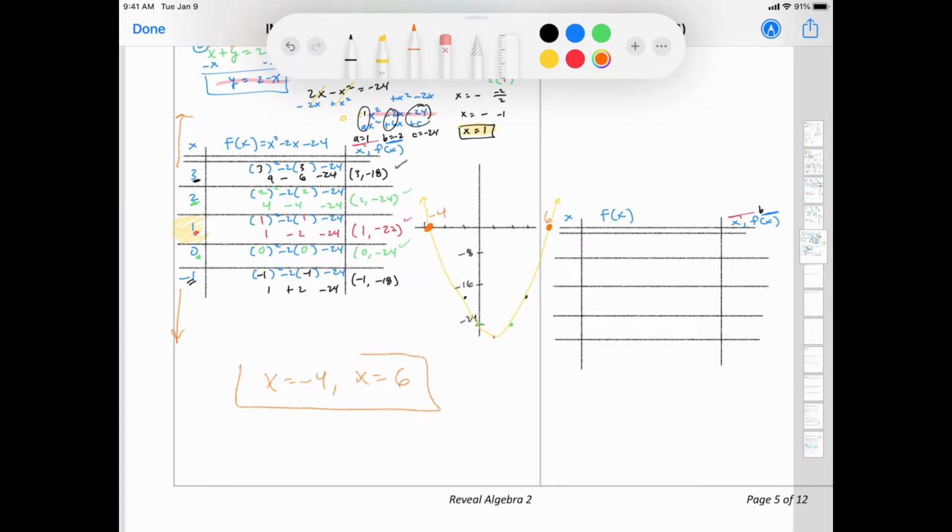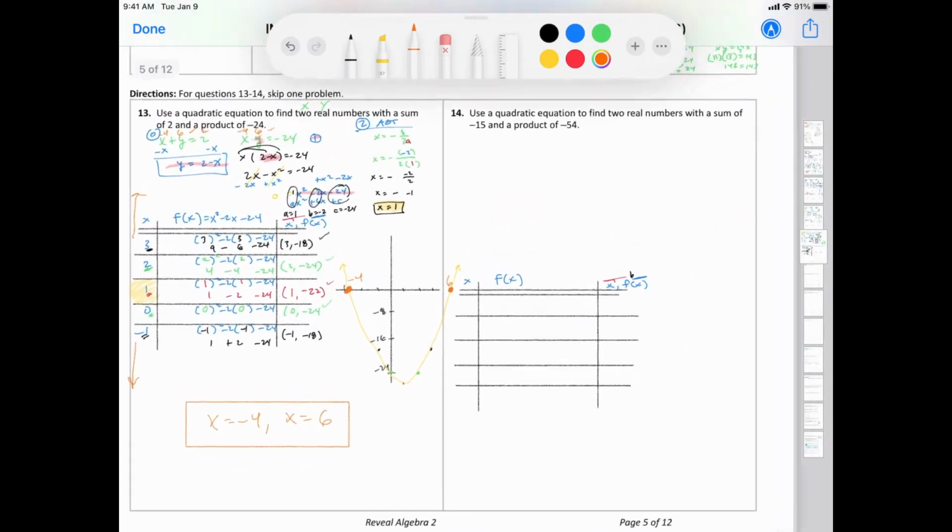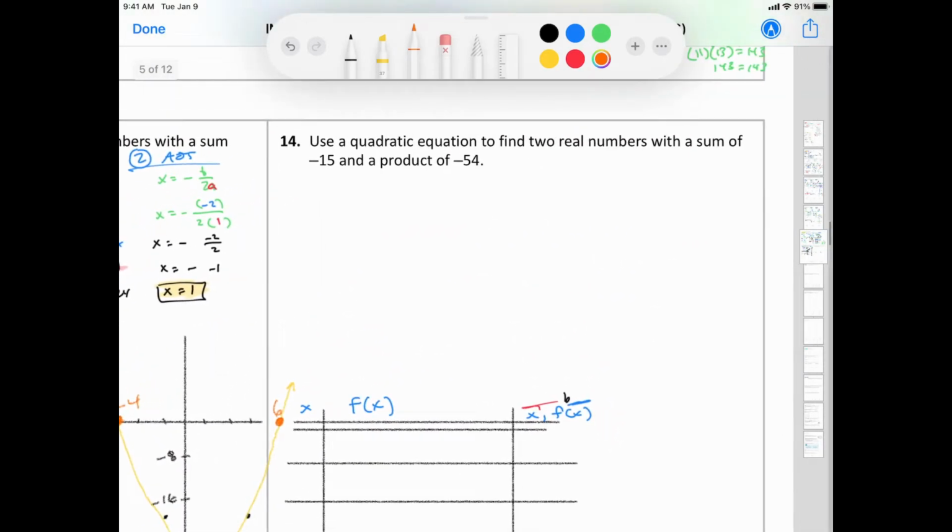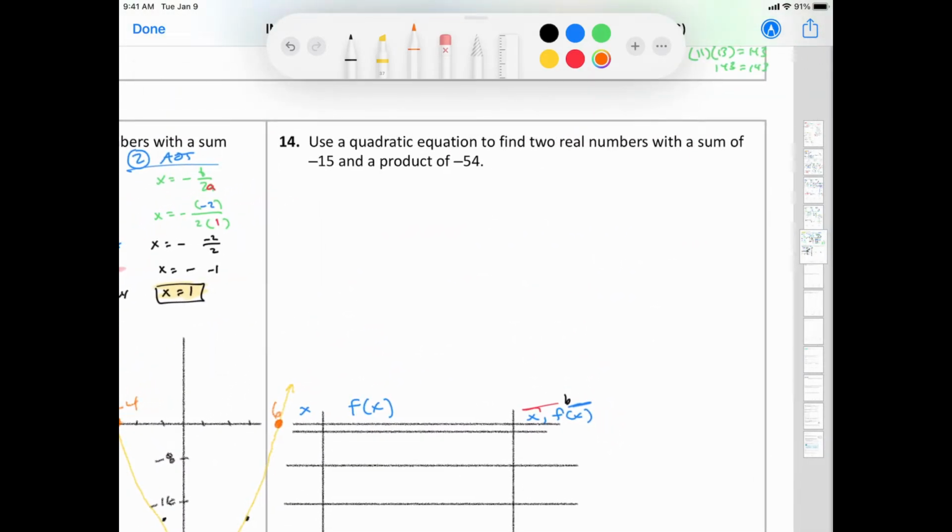So the two numbers that we have there are negative 4 and 6. Okay, let's go ahead and try number 14. Use a quadratic equation to find two real numbers with the sum of negative 15. So we're saying our two numbers are like x and y. So x plus y equals negative 15.